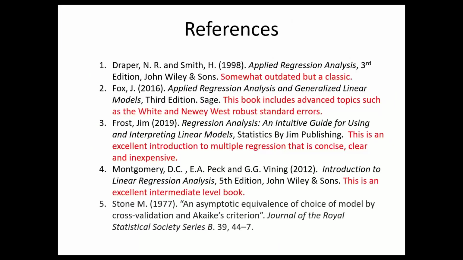Here are the references. Draper and Smith, Applied Regression Analysis, is a classic textbook on regression. It is somewhat outdated, but I can't not mention it. This is what I sunk my teeth into in the early days of regression. This book is newer, Fox, Applied Regression Analysis. It's more advanced, and it includes advanced topics such as the White and Newey-West robust standard errors. This is a really good book. Jim Frost is a really good introductory book, and it's concise and inexpensive. So I include this as a nice starter if you're not familiar with regression.